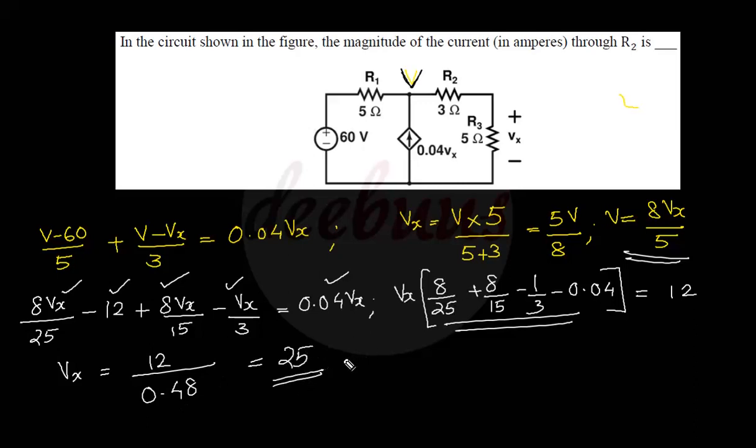As Vx equals 25, we have to calculate the magnitude of the current through this R2, right? Vx is the voltage across R3. The same current must flow through R2 and R3. That is IR2 equals the voltage 25 divided by resistance. Resistance is 5, equal to 5 ampere. So the answer is 5 ampere, and this current must flow through R2 and R3 as they are serially connected.